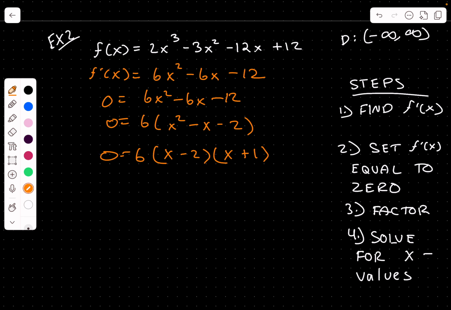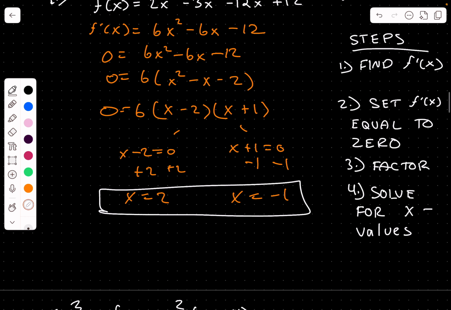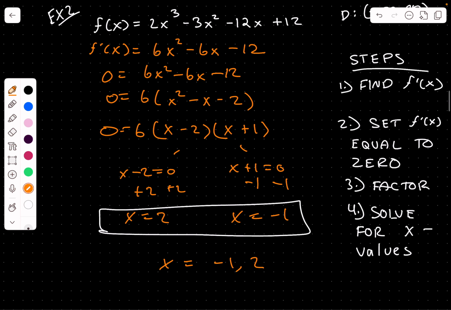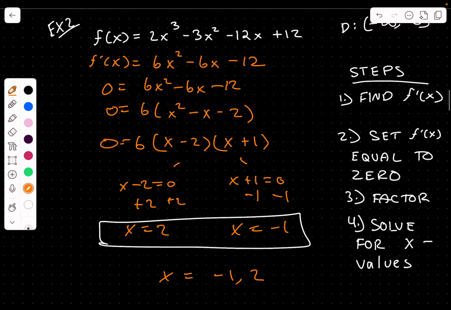All right, so now that we have this, we literally just set both of these equal to 0. Plus 2, plus 2, x equals 2; minus 1, minus 1, x equals -1. Okay, so our critical values are right here: x equals 2 and x equals -1. Chances are your professor or teacher is going to have you list them like this. So those are your critical values. And again, our domain is all real numbers, so they fit within our domain. We do not have to worry about anything like that.